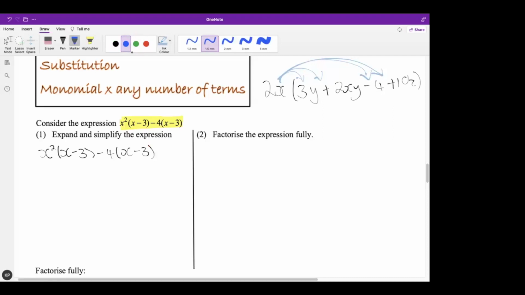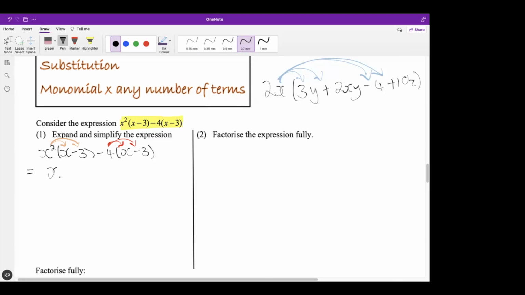Great. So what is happening over here? That means we're going to do what? If you look at x squared times x minus 3, how are we going to expand that? My magic word that we just spoke about: we're going to distribute. So I'm going to take x squared and multiply it by both my terms. And of course, I'm going to take the negative 4 and multiply it by both my terms. So let's get going. What is x squared times x?